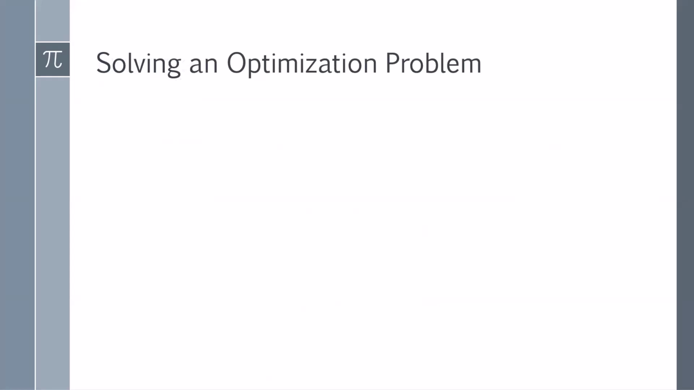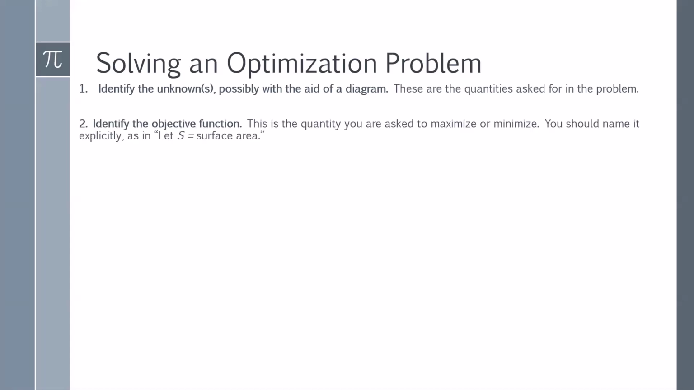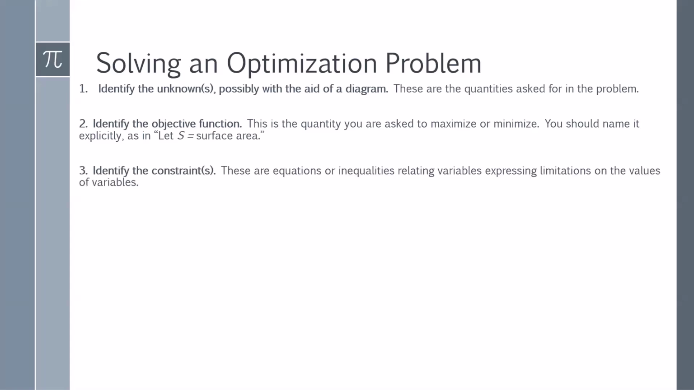We can follow some steps to solve an optimization problem. The first thing we want to do is identify the unknowns and possibly use a diagram. These are typically the quantities asked for in the problem. We then want to identify the objective function. This is the quantity that you want to maximize or minimize. Name it explicitly. For example, let S be the surface area.